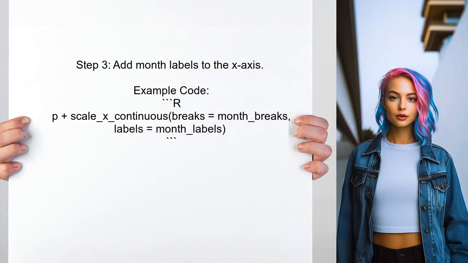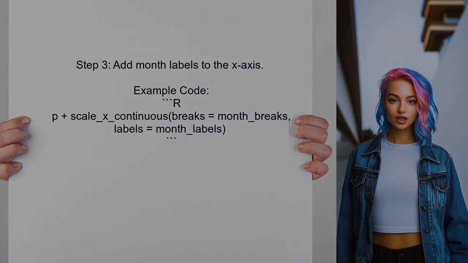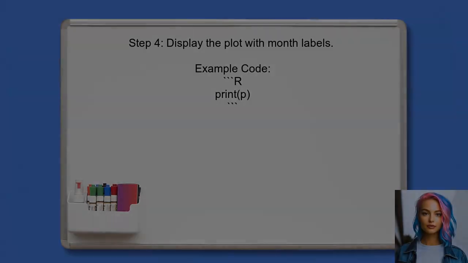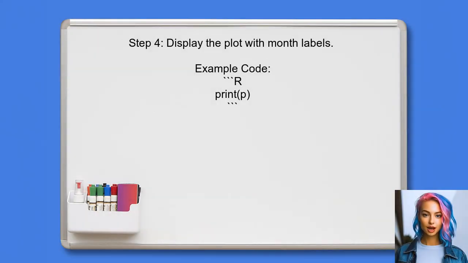Now the user can add the month labels to the x-axis of the plot. This is done using the scale_x_continuous function, where they can specify the breaks and labels. Finally, the user should display the plot to see the month labels on the Julian Day X-axis. This can be done simply by printing the plot object.